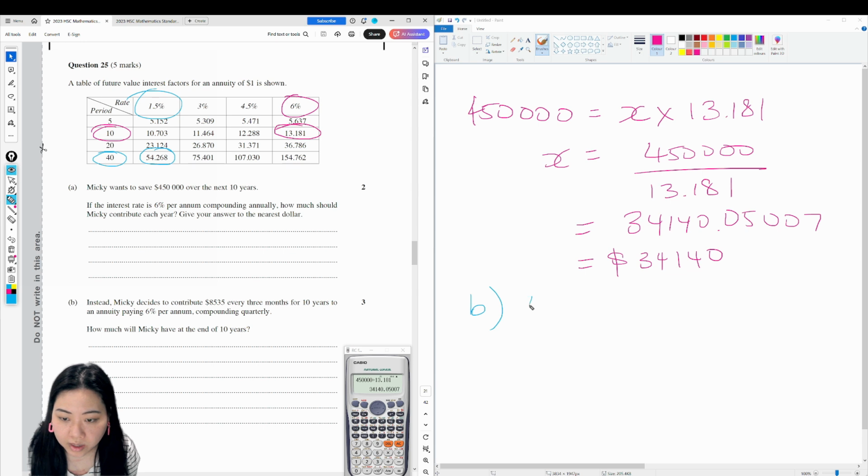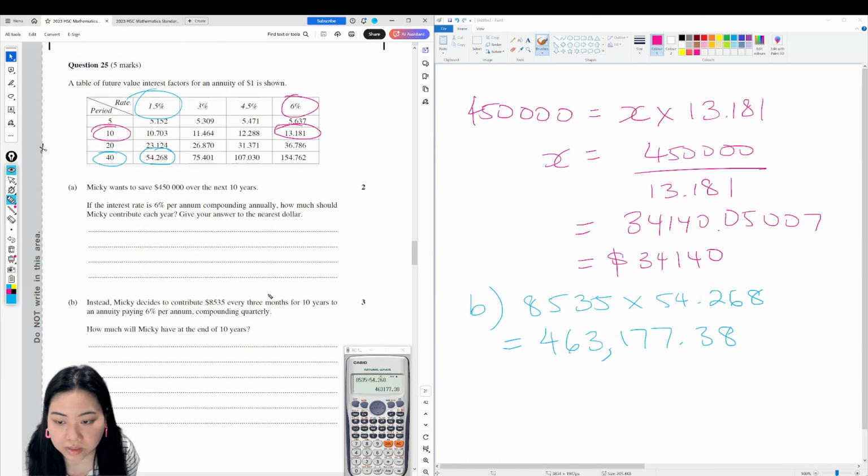So B, $8,535 times 54.268. He is going to have $463,177.38. Why did I put a dot there? There you go. Now what do they want? It did not say to the nearest dollar, so I am going to keep it with the 38 cents.